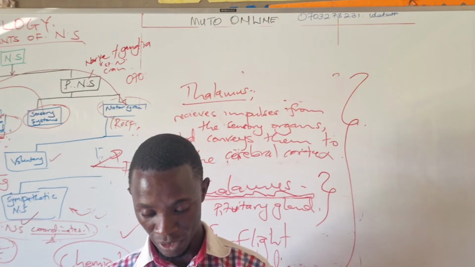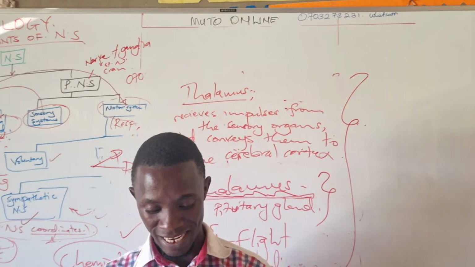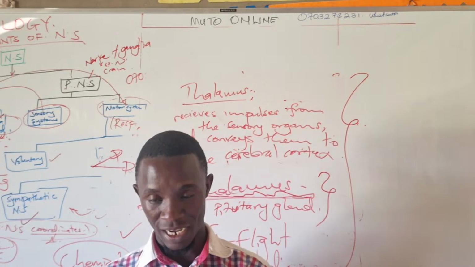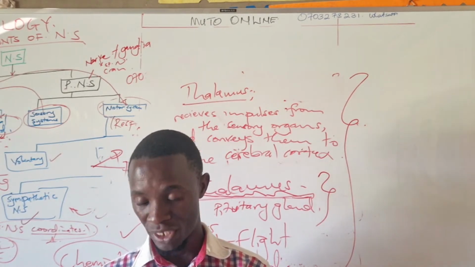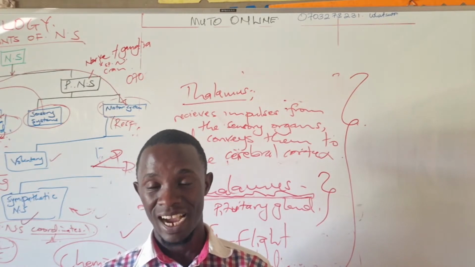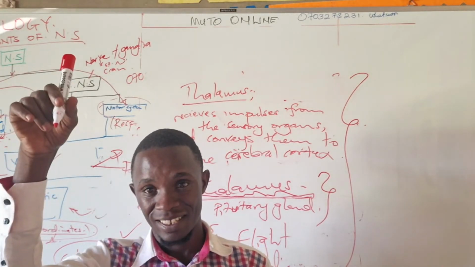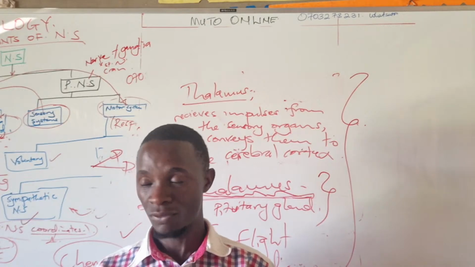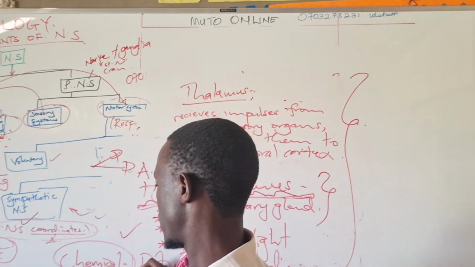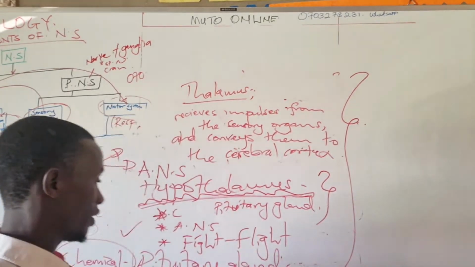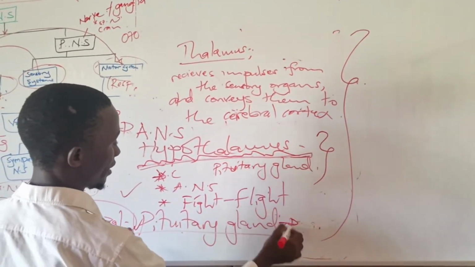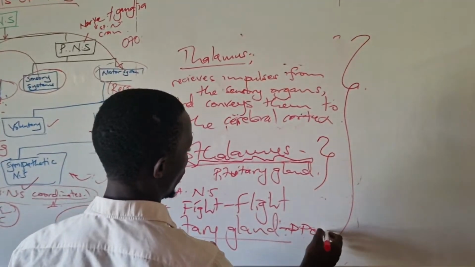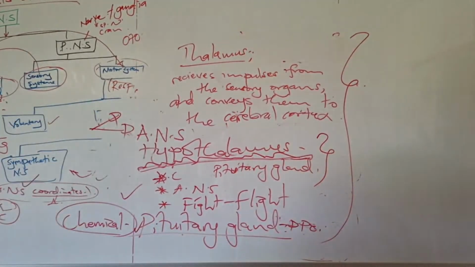Asime Mike has a question: explain the relationship between the ADH, oxytocin, and hypothalamus. We said those hormones are secreted by the hypothalamus and stored in the pituitary gland. That's why I talked about the pituitary gland. They are secreted by the hypothalamus and stored in the posterior lobe of the pituitary gland. We talked about that.